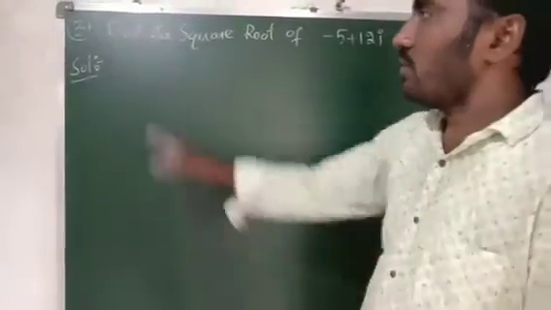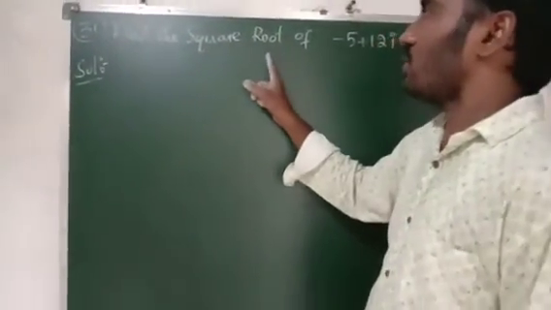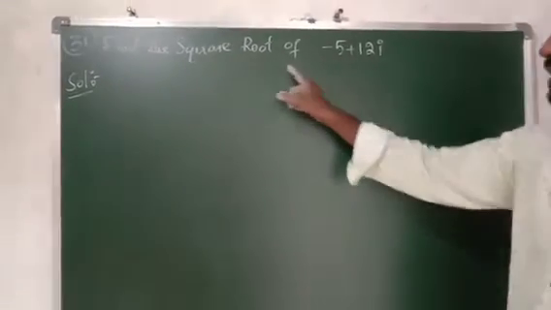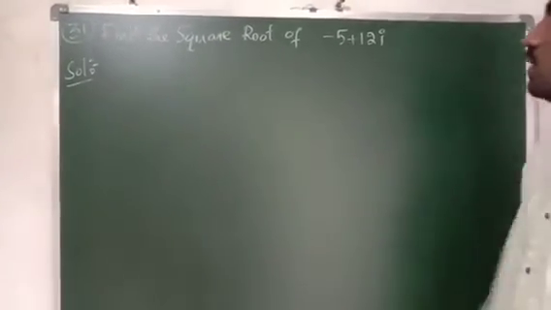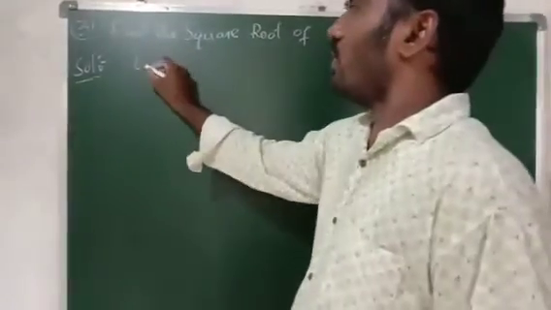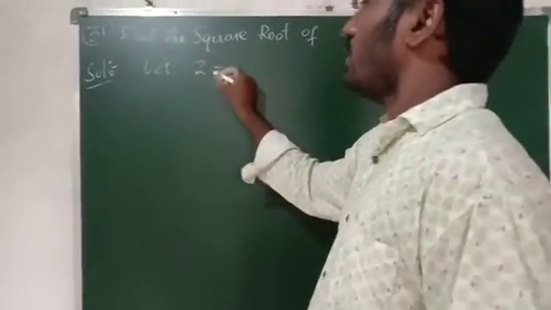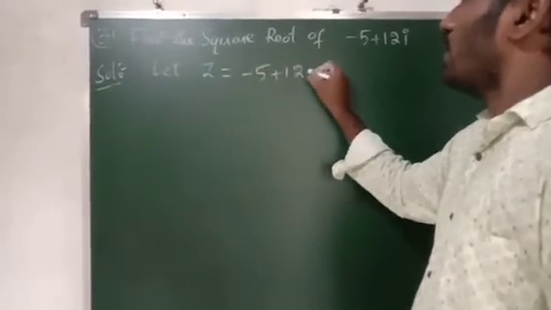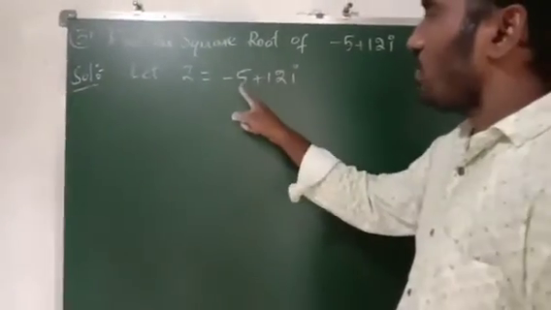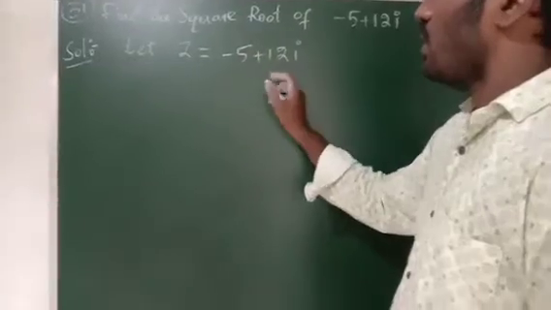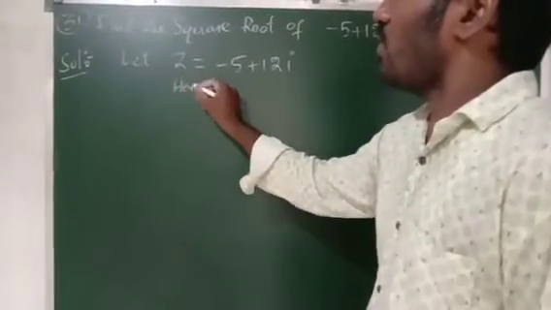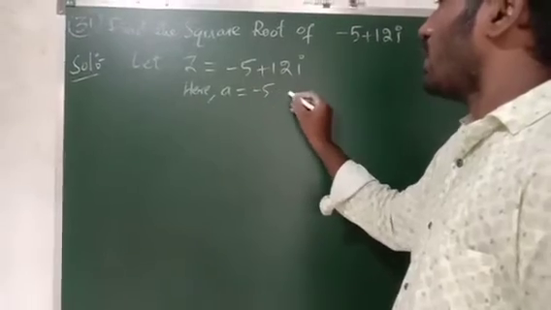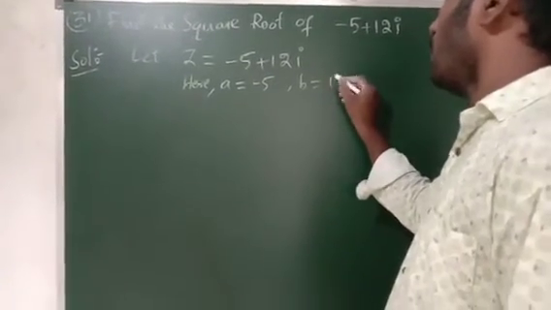Okay. The next, 31st problem is find the square root. Find the square root of minus 5 plus 12i. So first, the given complex number is z equals minus 5 plus 12i. Now it is in the form of a plus ib. So check the values of a and b here. Here a equals minus 5 and b equals 12.